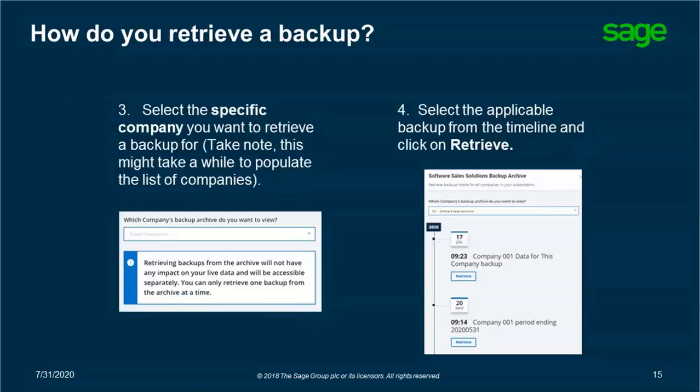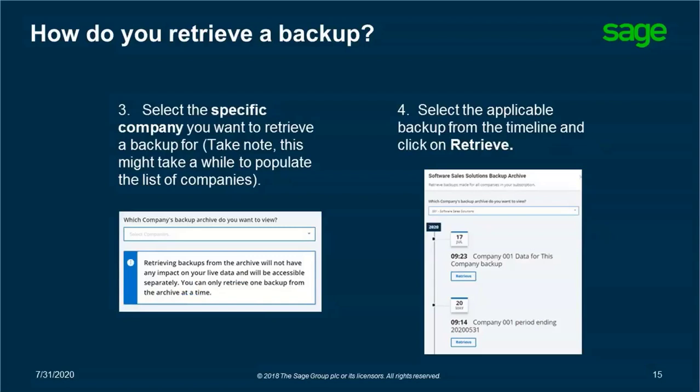On step 3, you'll be able to select the specific company you want to retrieve the backup for. Now take note, this list of companies and backups is retrieved from the archive, and unfortunately, if you've got a lot of companies, it will take a while for us to generate the list. So please be patient for a few moments while the system gets the information ready for you. It's not stuck. If you see that the system is retrieving the information, as soon as it's available, you'll be able to select your company.